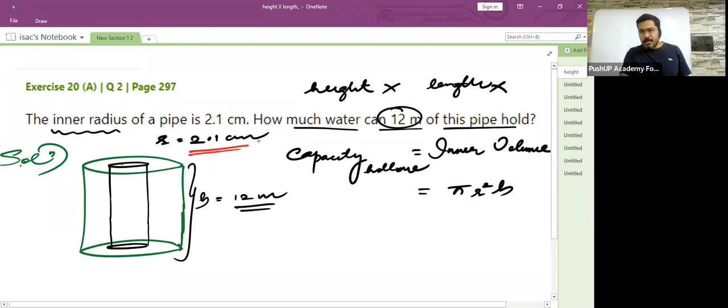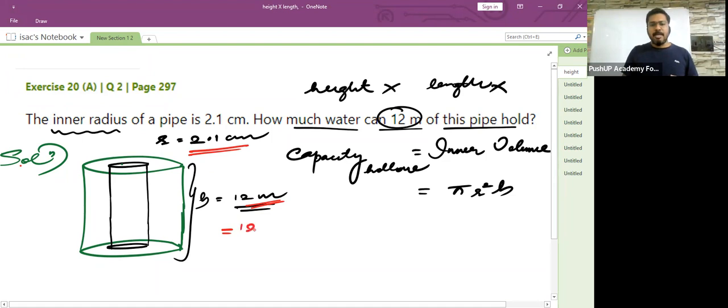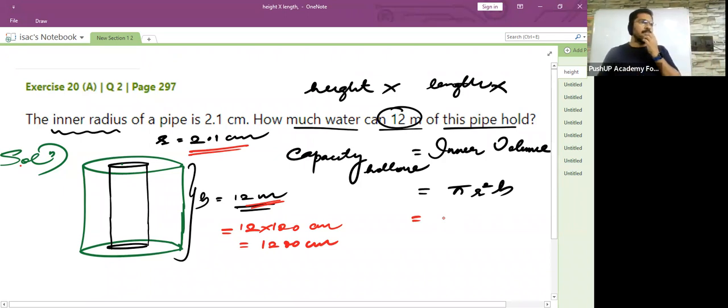Exactly. Here the radius is 2.1 centimeters. Here the height is 12 meters. If you have two different units, you shouldn't be doing the calculation. You will get a wrong answer. You should always make sure that you're using the quantities with the same unit. The radius is in centimeter, so you can convert height also into centimeter. 1 meter is equal to how many centimeters? 100 centimeters. So 12 into 100 centimeter, otherwise 1200 centimeters. You got the radius and the height.